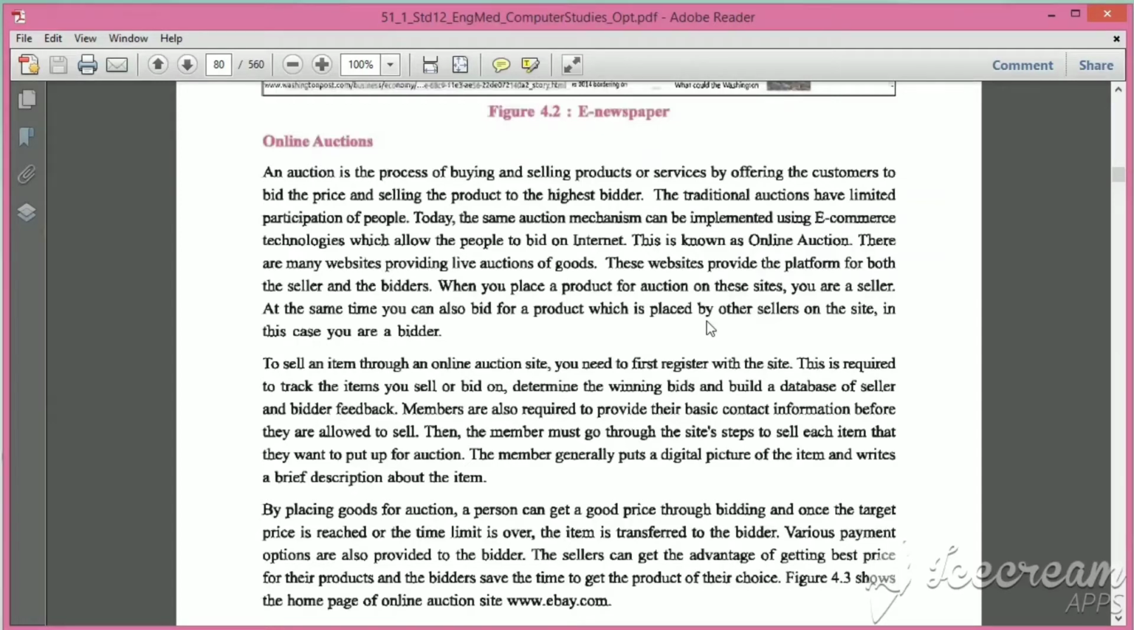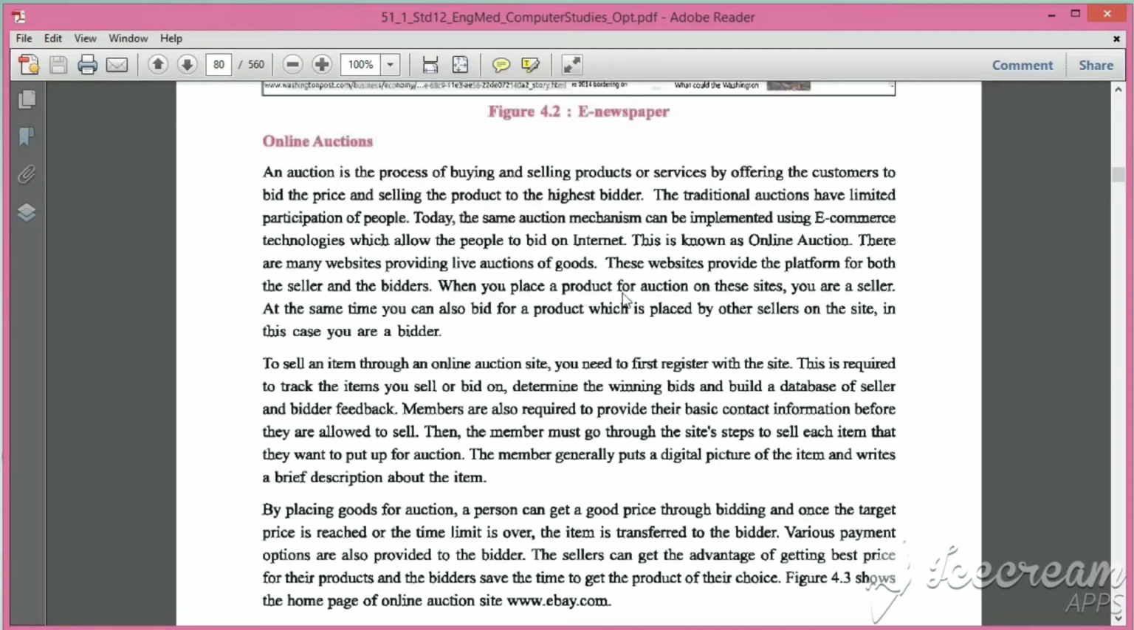The traditional auction has limited participation of people. Today the same auction mechanism can be implemented using e-commerce technologies which allow people to bid on the internet. This is known as online auction. There are many websites providing live auctions of goods. These websites provide the platform for both the seller and bidder that we discussed earlier. Seller means who sells their product and bidder means who purchases the product.